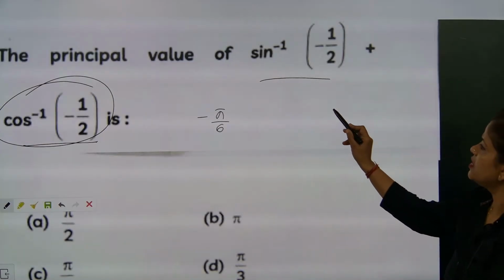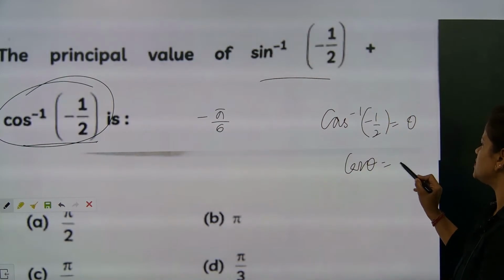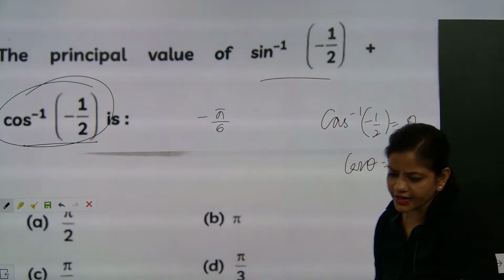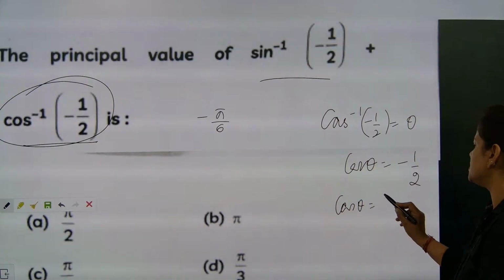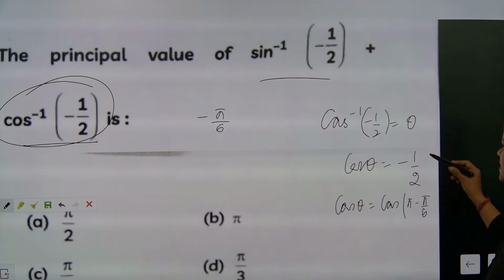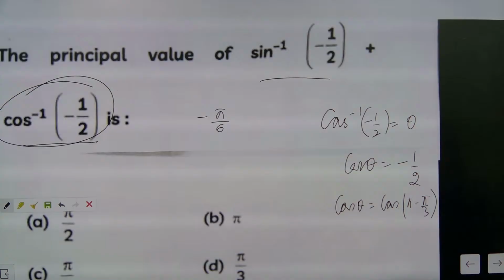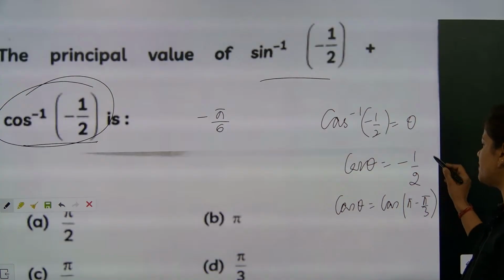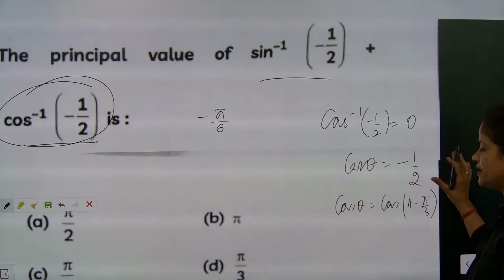So here, cos inverse of minus 1 by 2 is equal to theta. So cos theta is equal to minus 1 by 2. Correct? So that means cos theta is equal to cos of pi minus pi by 3, since it is the cos 60 degree value. So we need to understand how the theta value is coming like this.